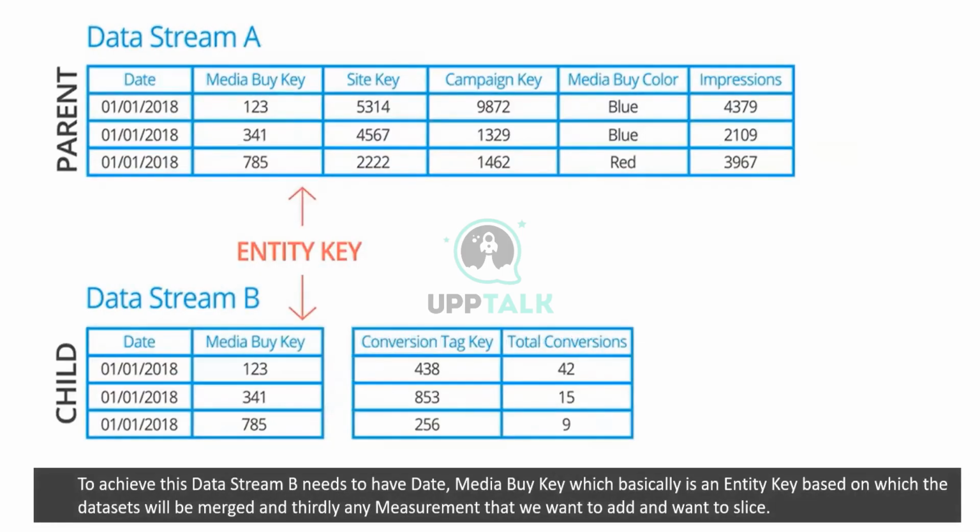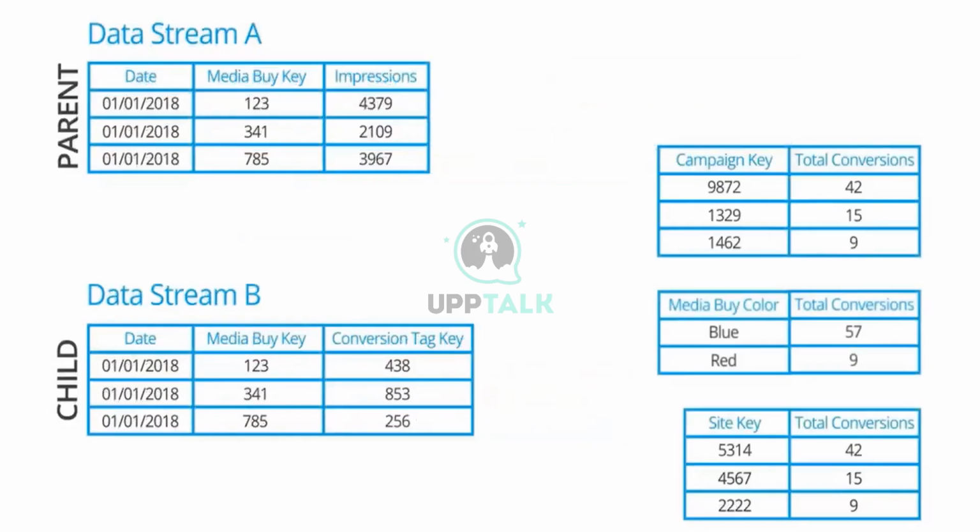We need to achieve this. Data stream B needs to have the media by key, which is basically an entity key based on which the data sets will be merged. And thirdly, any measurement that we want to add, we want to slice over there. We want to add conversions, right? Our main goal is that whatever dimensions the parent and child have, all of these need to be sliceable with the measurements that we have.